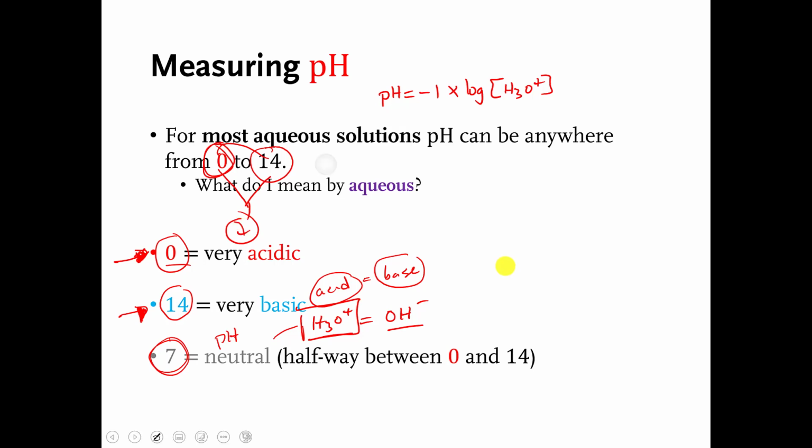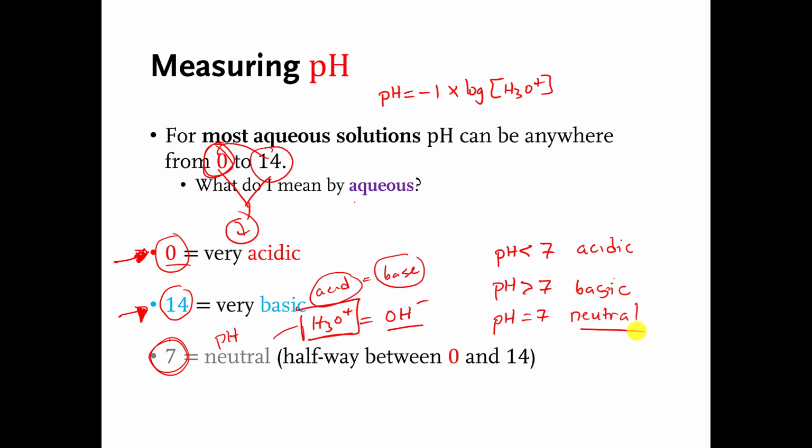So what I want you to know is that if you have a liquid and the pH is less than 7, then you say your liquid is acidic. If you have a liquid and the pH of the liquid is more than 7, you say that your liquid is basic. And if you have a liquid and the pH equals 7, then you say that your liquid is neutral with respect to pH.